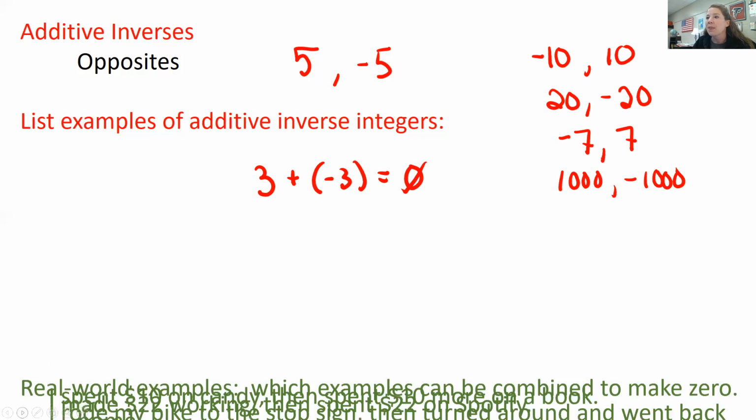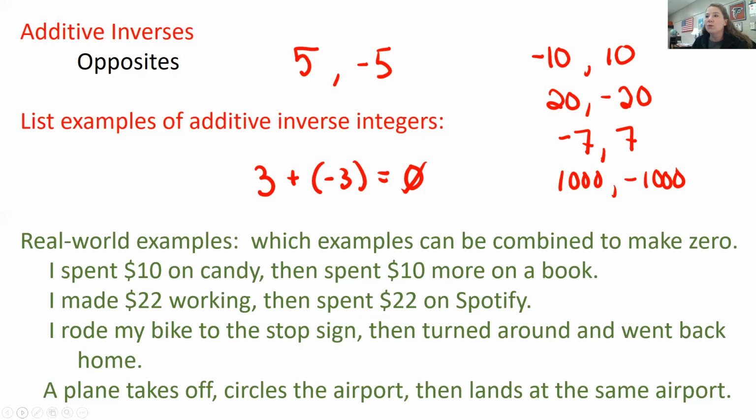All right, so it says real world examples. Which examples can be combined to make 0? So let's look at the first one. I spent $10 on candy and then spent $10 more on a book. Well, would that have an equal value of 0? Nope, it would not. That just meant I spent $20, right? All right, I made $22 working, but then I spent $22 on Spotify. Would I have an answer of $0? Yes, that combines to make 0.